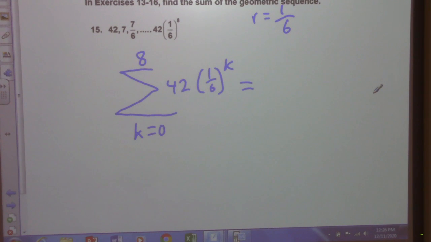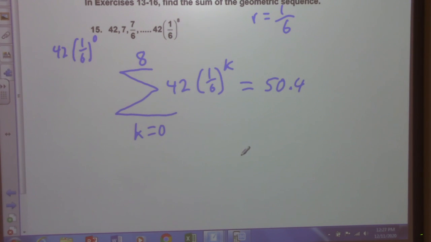It's probably the 9th actually, because this would be 42 times 1/6 to the 0 power. So we have 42 times 1/6 to the 0 power. And so this is going to represent our 9th partial sum. And what do we get for that? 50.4. Yeah, you should get 50.4 for that.